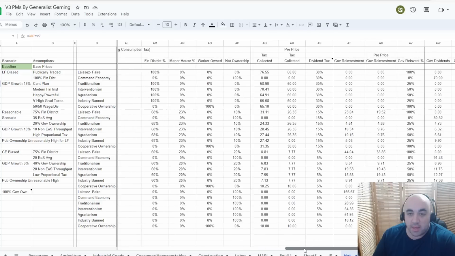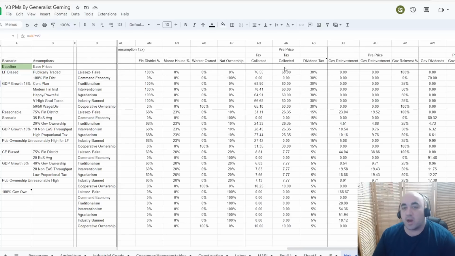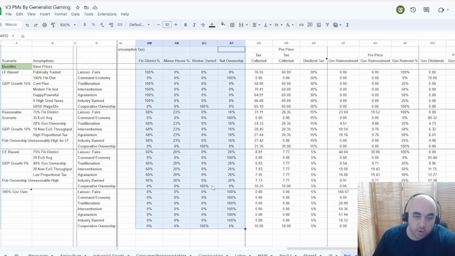The rest of it is just the guts of what is being calculated. We already talked about all of the forms of income that are calculated here at the end of the spreadsheet, and this is just to help ease the calculation and is going to inform what's going on.